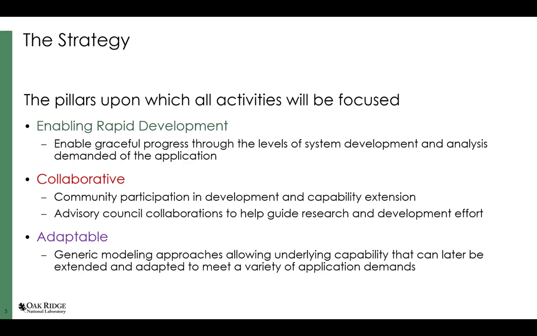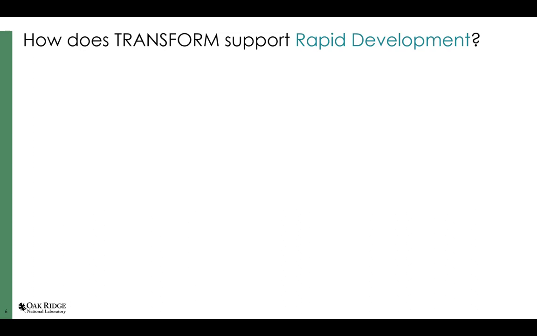The strategy by which this vision will be accomplished are those three things again: enabling rapid development, or a graceful progress through the levels of system development and analysis demanded of the application; collaborative, community participation and development and capability extension, with advisory councils to help guide research and development efforts, for example; and being adaptable. Generic modeling approaches allowing underlying capability that can be extended and adapted to meet a variety of applications. So in this strategy, in these three pillars, how does TRANSient already support rapid development?